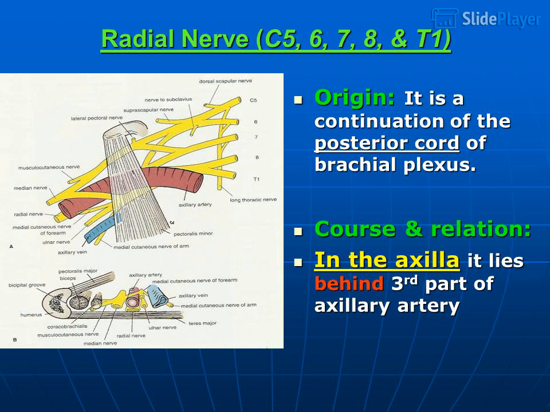Radial nerve, C5, 6, 7, 8, and T1. Origin: it is a continuation of the posterior cord of brachial plexus. Course and relation. In the axilla it lies behind third part of axillary artery.